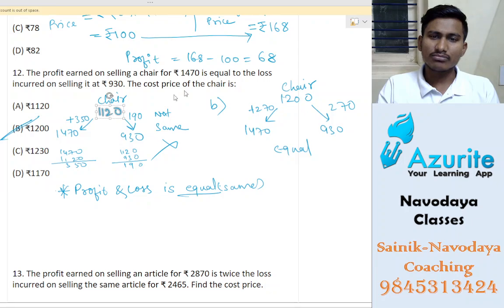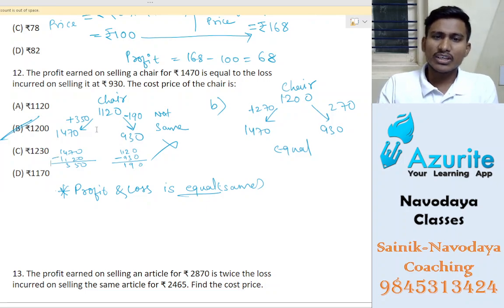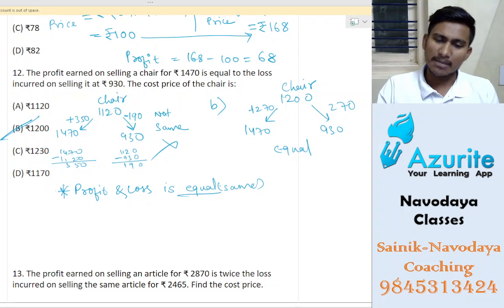That is the cost price we have to find, right? Buying at 1120 and selling at 1470, that is a profit. So how much profit? 350 rupees is the profit. Now he sells for 930. How much loss? It is 190 less. So profit we are getting is 350, but loss we are getting is 190. It is not same. So that is why that is not the answer. Loss and profit should be equal.